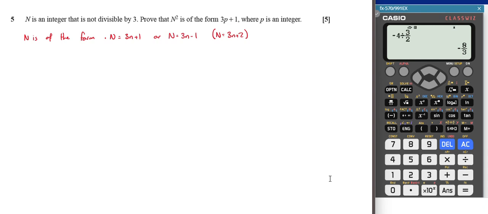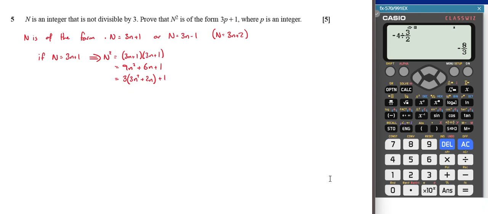So if n is 3m plus 1, that means n squared is 3m plus 1 times 3m plus 1, which is 9m squared plus 6m plus 1. Now, if we look at the form we want, it's not very obvious why it's 3p plus 1, but then you can see, I can take a factor of 3 out of those first two terms, leaving me with 3 lots of 3m squared plus 2m.